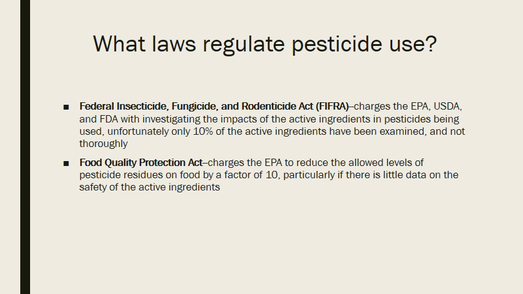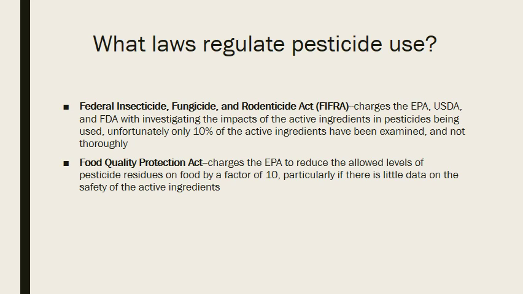There are two major laws that we have that regulate pesticide use. The first is the Federal Insecticide, Fungicide, and Rodenticide Act, also known as FIFRA. And FIFRA requires that the EPA, USDA, and FDA determine whether the active ingredients in pesticides are harmful or not. Unfortunately, at this point, only about 10% of the active ingredients that are out there have been identified and studied, and those not even very thoroughly. And the problem is we're looking at thousands upon thousands of active ingredients.